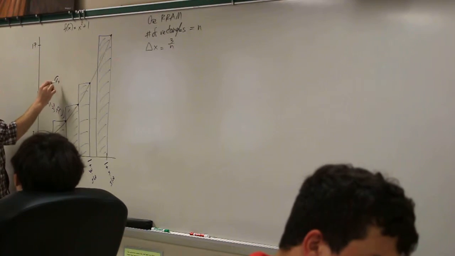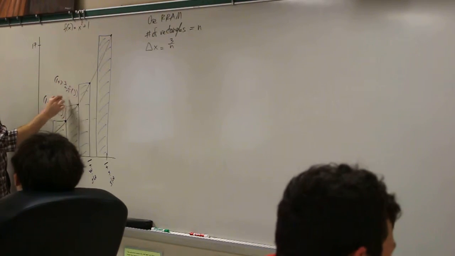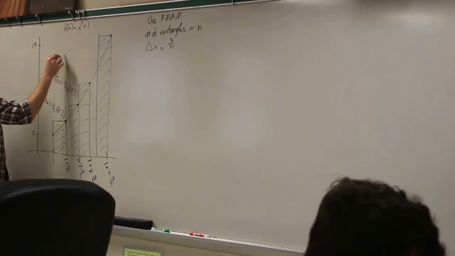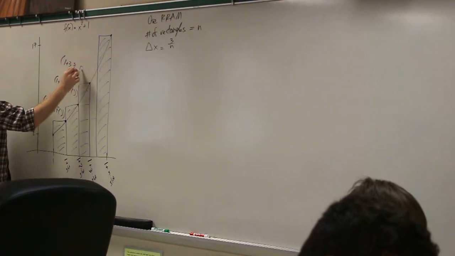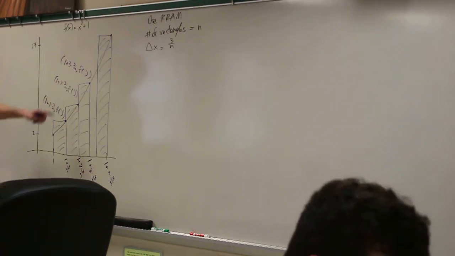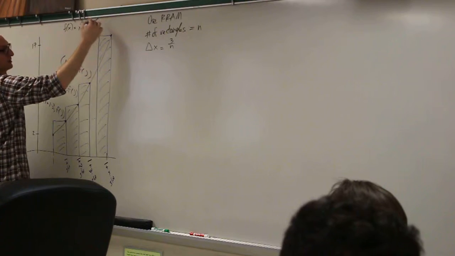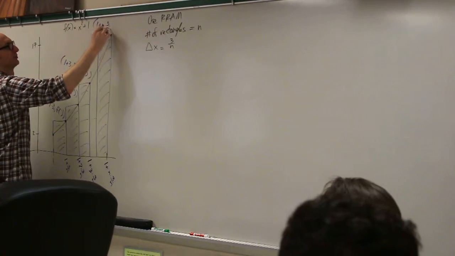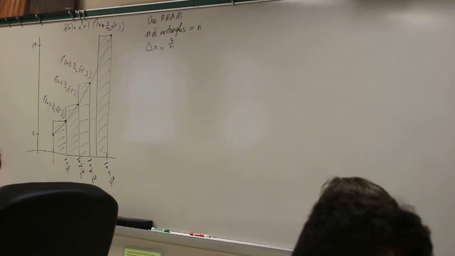and this is 1 plus 2 times 3 over n, comma, f of that. And then this is 1 plus 3 times 3 over n, comma, f of that. And then the final one, like you guys said, is 1 plus n times 3 over n. All right. So, is everyone cool?